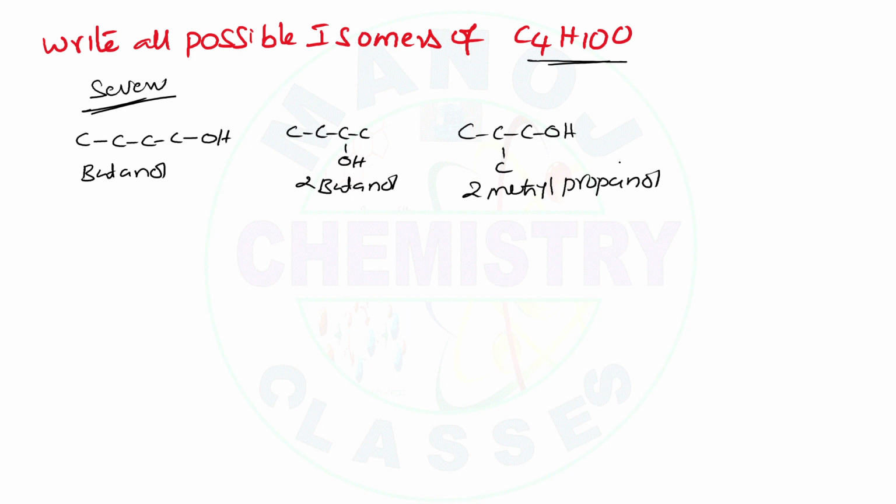Whereas the fourth one is like this. We can write this one and this one. This one can be written as trimethyl methanol, or you can write it as 2-methylpropan-2-ol, the tertiary butyl alcohol.